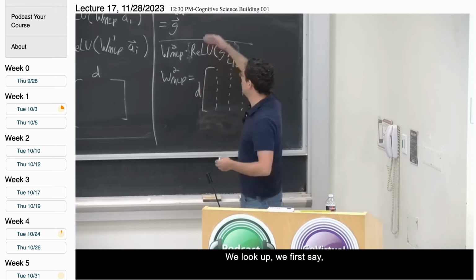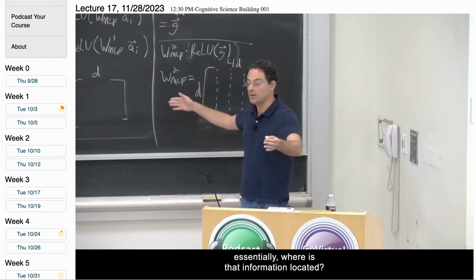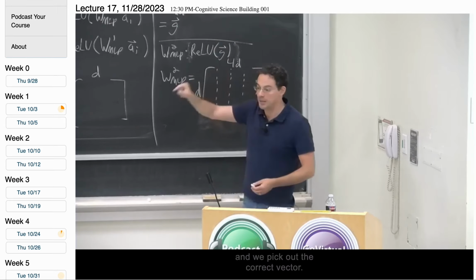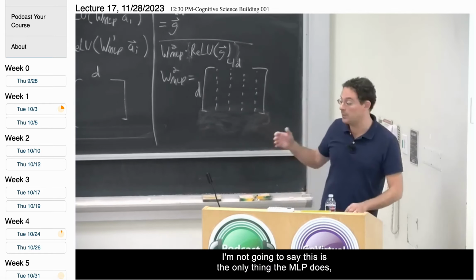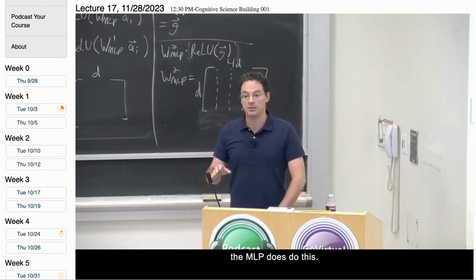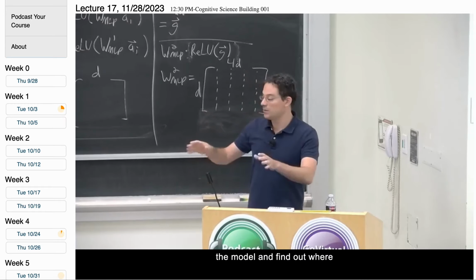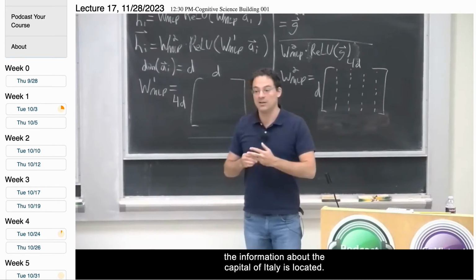So we first say, what information do we need to retrieve? Essentially, where is that information located? And then we go into a database, which is just a bunch of vectors of numbers, and pick out the correct vector. I'm not going to say this is the only thing the MLP does, but among other things, the MLP does do this. This has been demonstrated. You can actually go into the model and find out where the information about the capital of Italy is located.